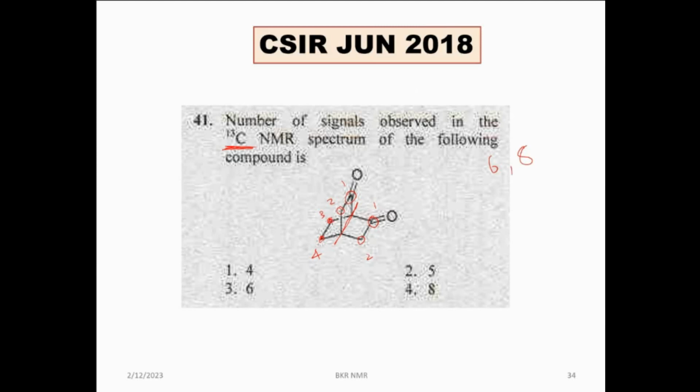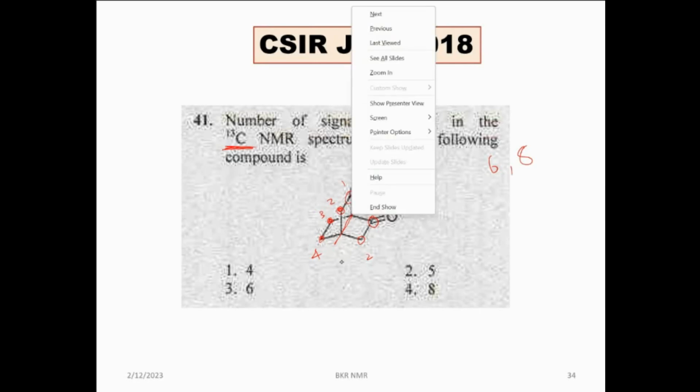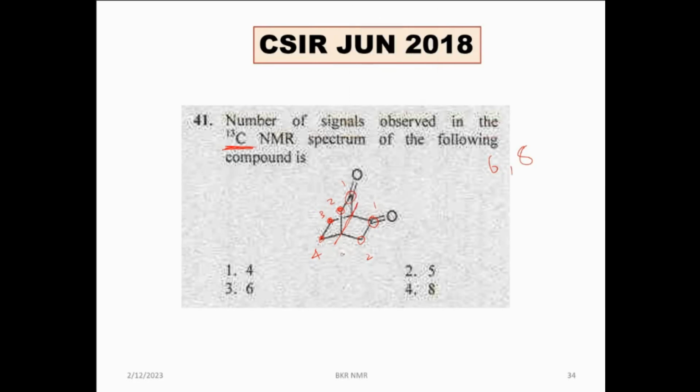Carbon 3's attached carbon has C double bond, and carbon 4's attached carbon is CH2. So they both are different. So either 3 and 4. Now how many carbon signals do I have? The bridgehead carbons, they are 5. In this carbon, the attached carbon is CH2. But in this carbon, what is there? Attached carbon is C double bond O. So what will it be? 6. Do you agree? Yes, ma'am, agree. Yes or no, all of you? Yes, ma'am.